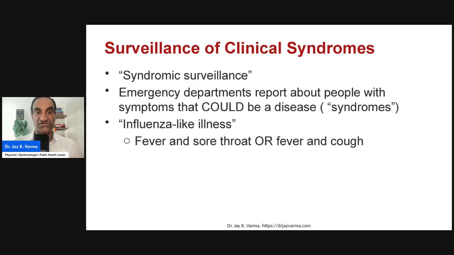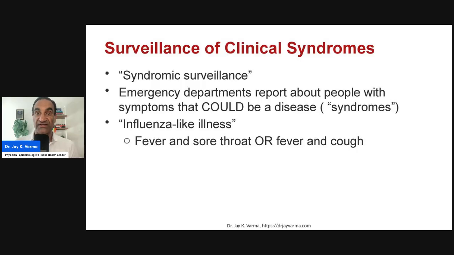Public health also does surveillance for what we call clinical syndromes. This is also known as syndromic surveillance. So in this situation, you're looking at when a patient comes to a healthcare facility, are they complaining of symptoms or do they have signs on their physical exam that could be a disease? So in other words, we haven't actually diagnosed them, for example, with pneumonia, but they are coming in with a fever and a cough. One of the most common clinical syndromes that we track is what's known as influenza-like illness.